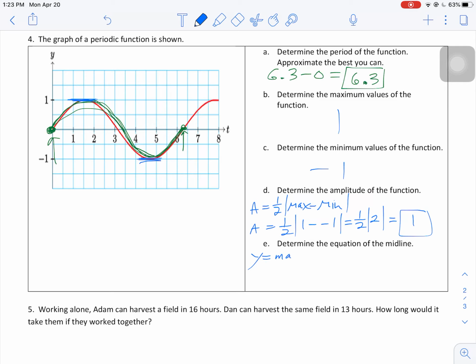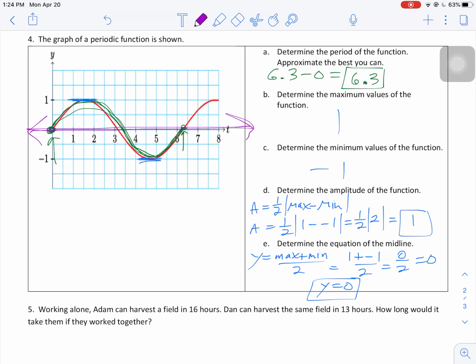Midline is when you average your max and your min. So max plus min divided by 2, which is 1 plus -1 divided by 2, which is going to get us 0. And make sure it's super obvious at the end. The answer is not just 0, but it's y equals 0, because it's the equation of this line right here.